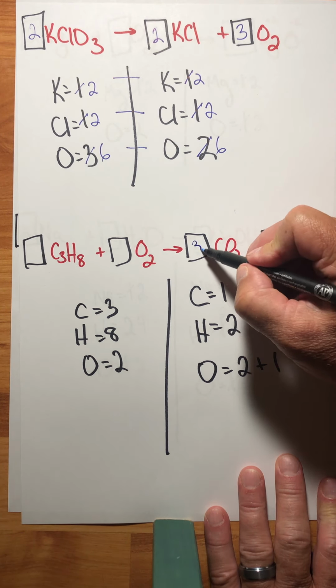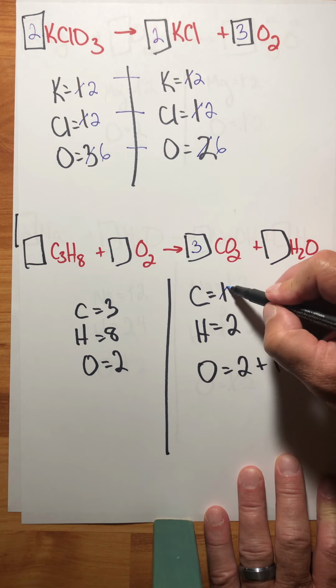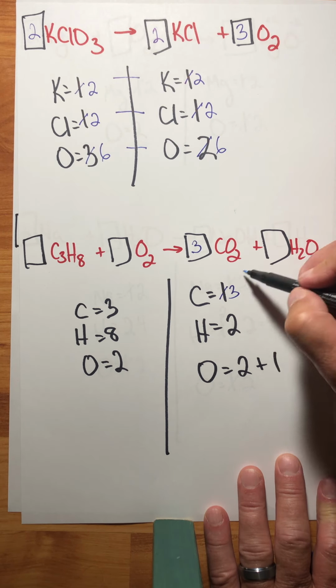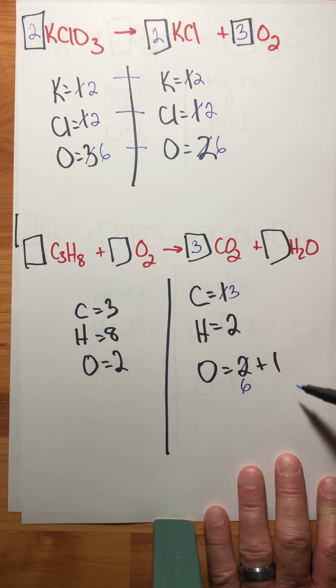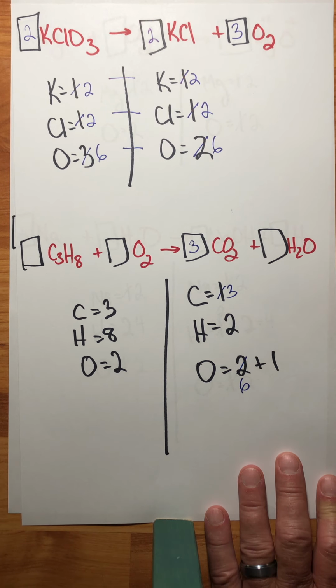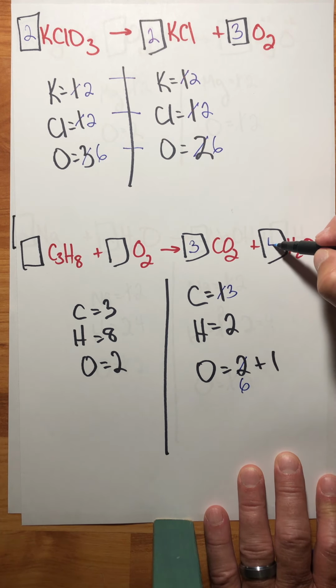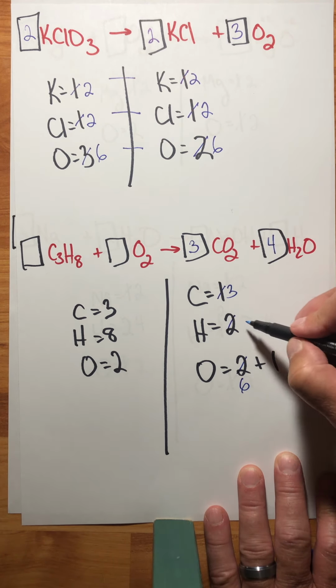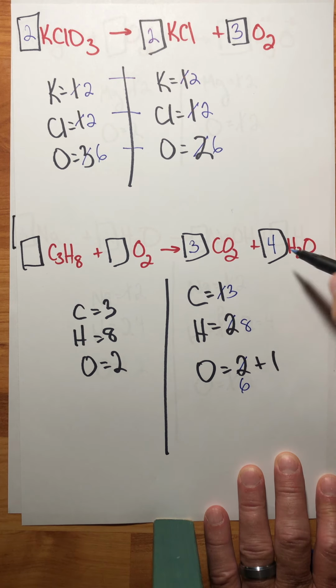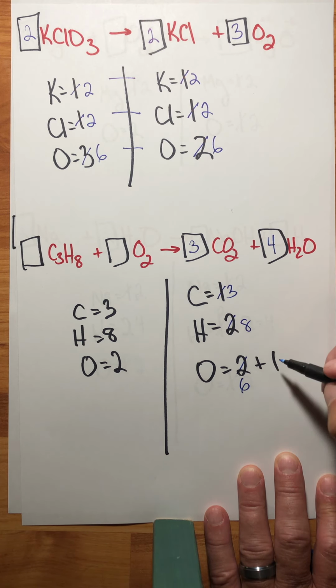So if I make this a 3, I have 3 carbons, and I'm going to have 6 oxygens here. This is where I like separating them again. So that's good. Let's go with our hydrogens next. So if I put a 4 there, that's going to give me 8 hydrogens. And instead of 1 oxygen, 4 times 1 is going to give me 4. Now that locks me in there at 10.